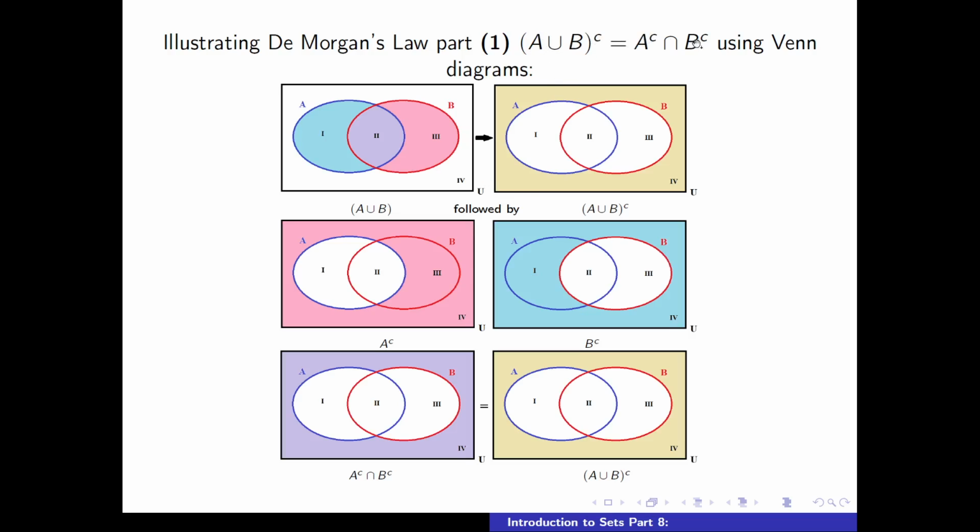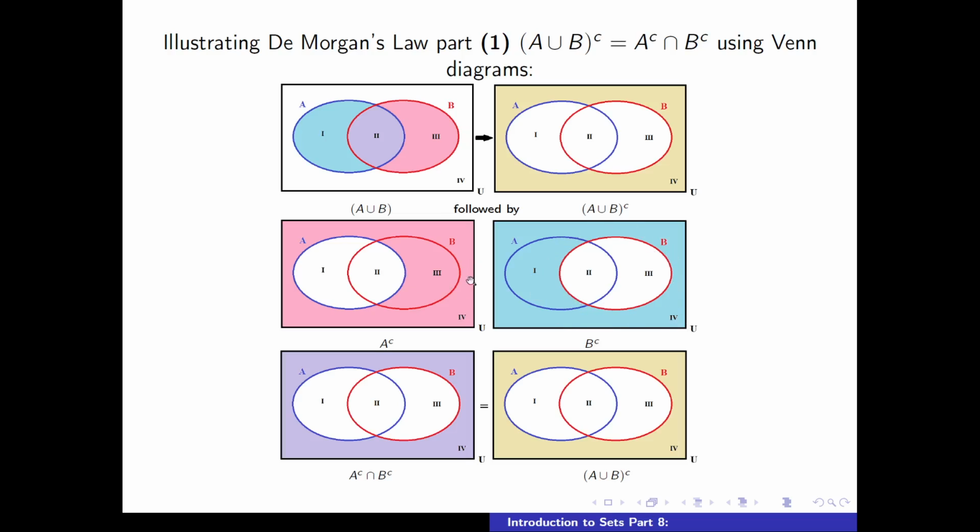Now we're going to build the right-hand side. Consider the complement of A. That's everything outside of the set A, which includes region 3 and region 4 here, shaded in pink. And then let's consider the complement of B as well. That's everything outside of B, so that's regions 1 and 4 here shaded in blue.